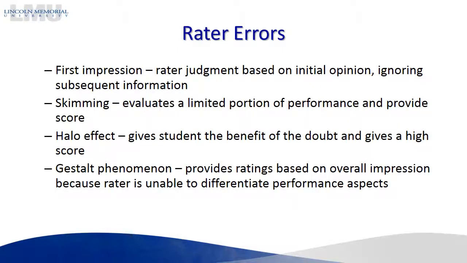And finally, the Gestalt phenomenon. This is where we provide ratings based on an overall impression, simply because we're not able to differentiate particular aspects of the performance. And so in the case of the model fidelity study, we're scoring both on a checklist item as well as a global rating scale. And naturally, those global ratings are going to be based on an overall impression, and that's okay. But when we're working with the checklist, we want to keep those from turning into overall impression scores. Those are very task-based scores, and that task needs to be observed in order to differentiate the performance between students.